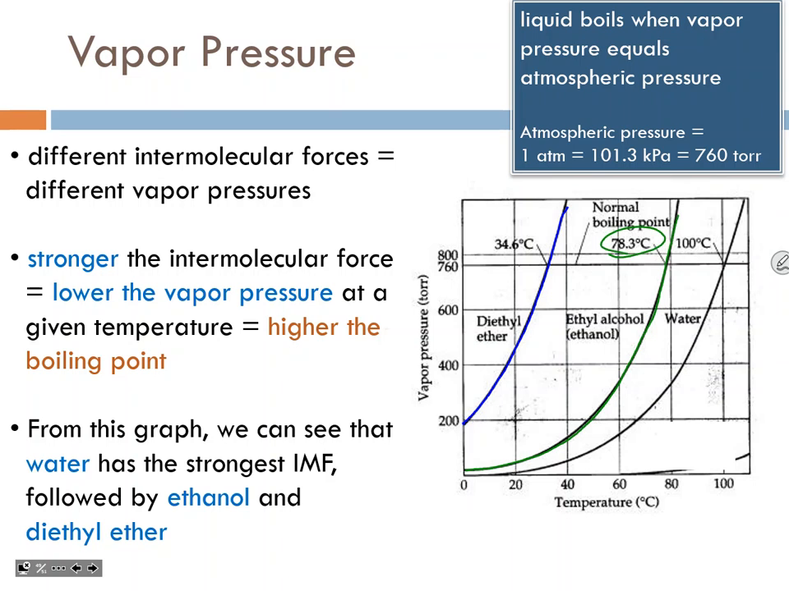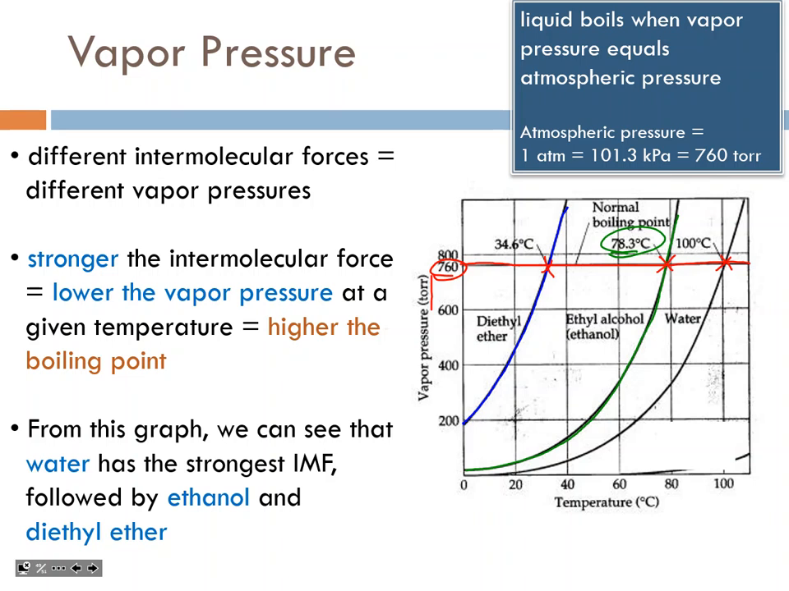Its normal boiling point happens to be 78.3 because that's at atmospheric pressure, the standard pressure line. And they usually mark that for you on the graph. Like here is 760 torr, which is standard pressure. So this would be the normal boiling point for the diethyl ether. This is the normal boiling point for the ethanol, and then of course water is over here at 100.